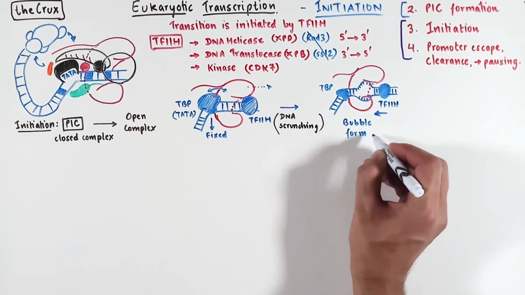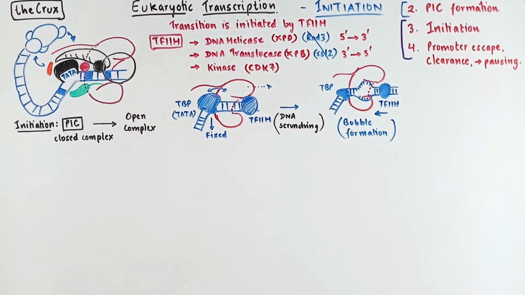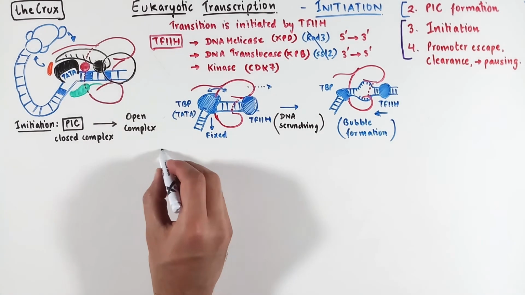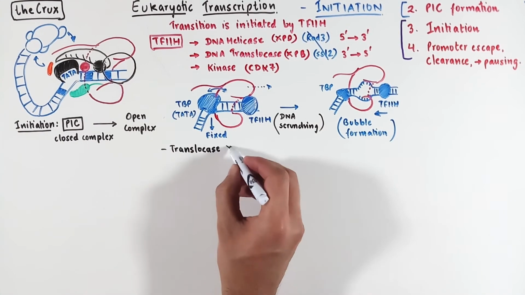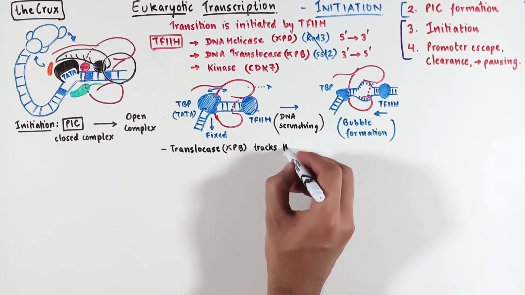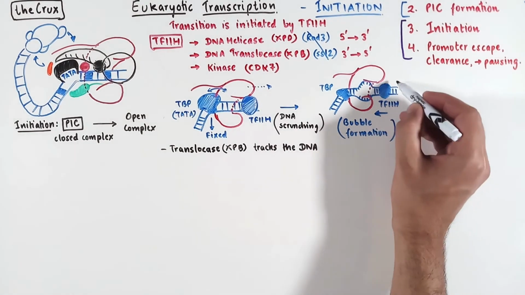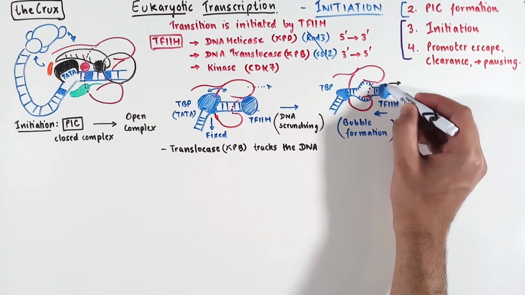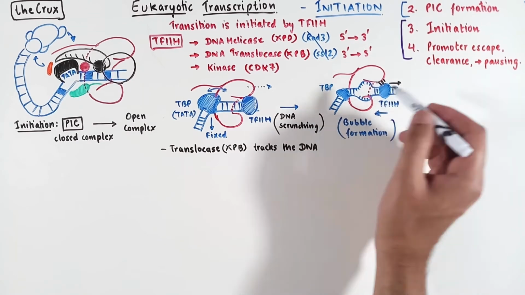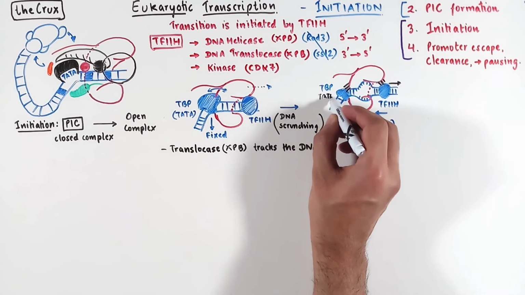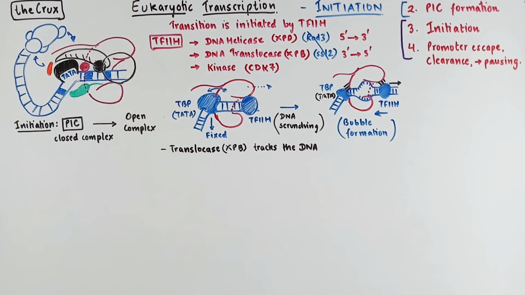So I will stress on this once more because this is crucial to understand. The XPB subunit, which is the translocase part of TF2H, tracks the DNA forward, but it cannot move forward because it is connected to RNA polymerase, which is in turn connected to this fixed TBP at the TATA box. So as a result, the DNA unwinds and it ends up in the activity center of the RNA polymerase.